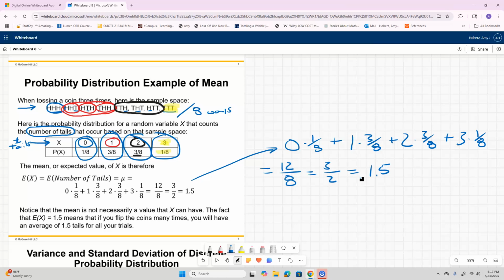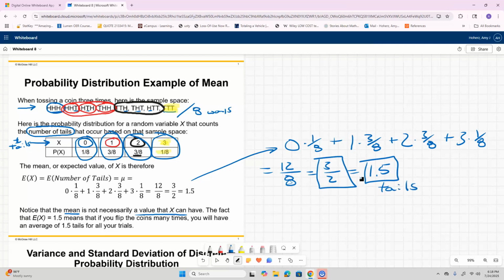And any of these is really appropriate. If you put any of these on an exam, I would count it as correct. Alex is probably going to require that you do 3/2 or 1.5 most of the time. It's going to require the reduced fraction or the decimal. Now, you notice that the mean is not necessarily a value that x can have. There is no way to get 1.5 tails on 3 flips.